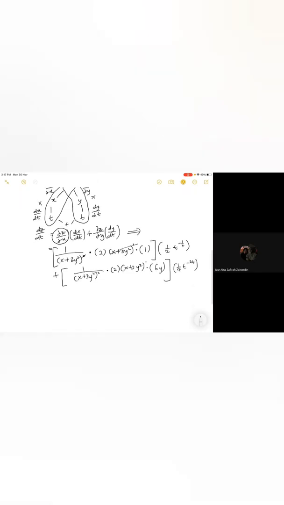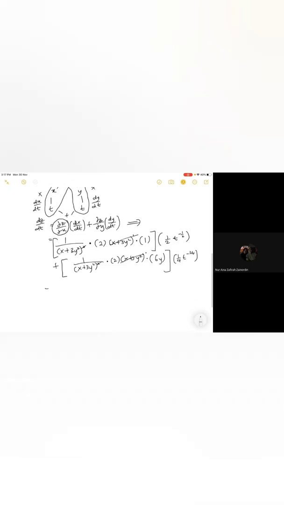Okay, yang ini dengan ni boleh potong. Ni dengan ni pun boleh potong. What's left is 2 over x plus 3y. Oh, this one and this one boleh potong. So, dapat ada 2. 1 per square root t. This one square root t. Plus 12y. Okay, this one ada 12. Potong dapat 3. So, 3y over x plus 3y times t to the power of negative 3 over 4.